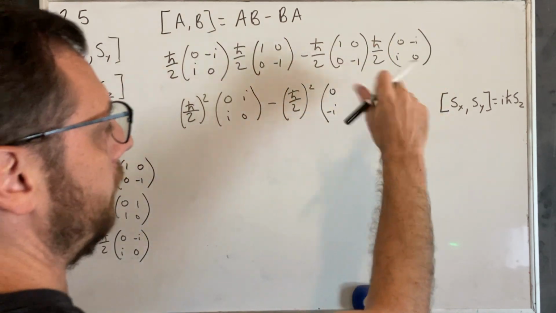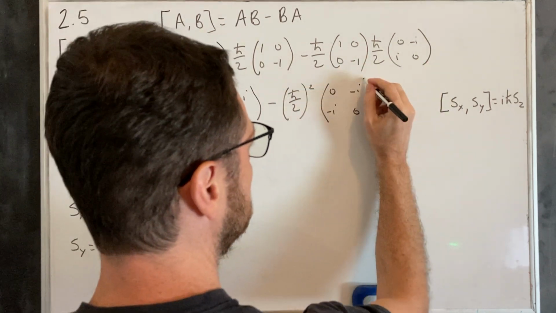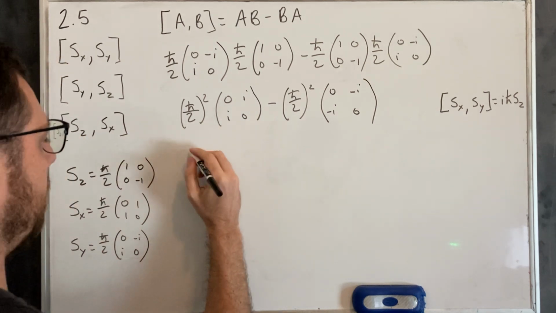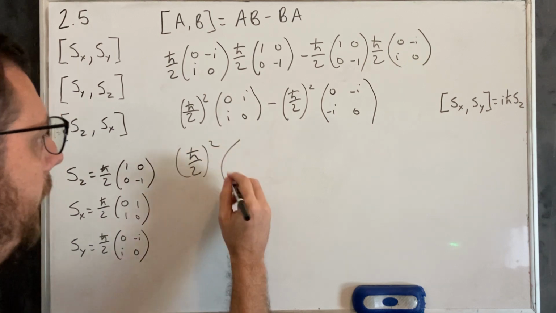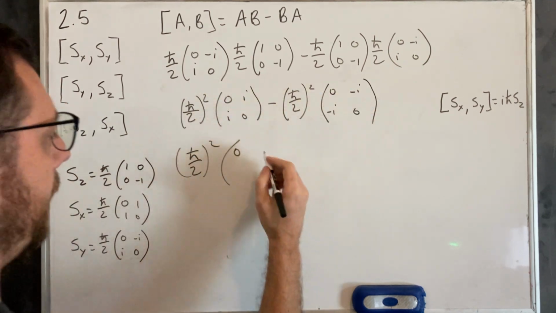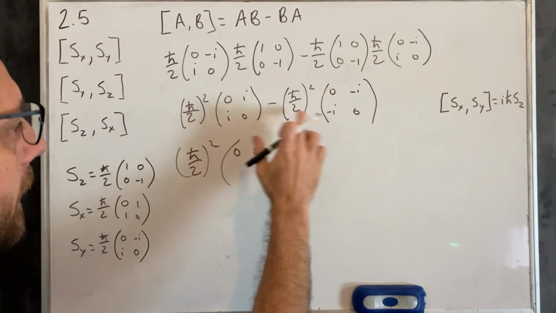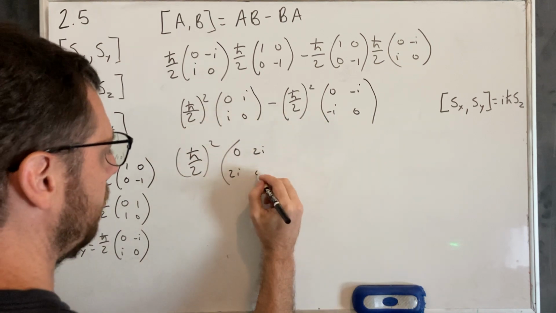Negative i and 0, make negative i. And 0 and 0. Okay, now we can factor out these h bar over 2's. And subtract. 0 minus 0 is 0. i minus negative i would be positive 2i. i minus negative i, again, be 2i. 0 minus 0 is 0.